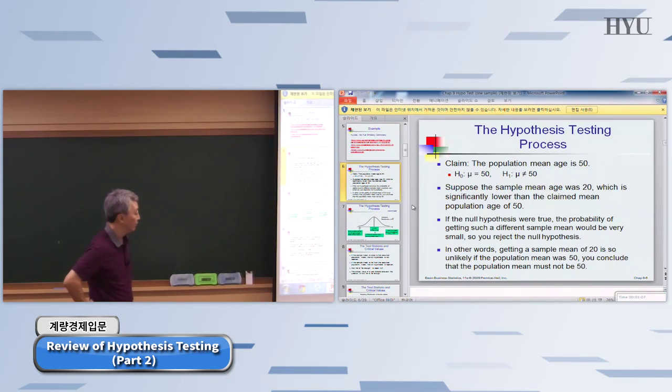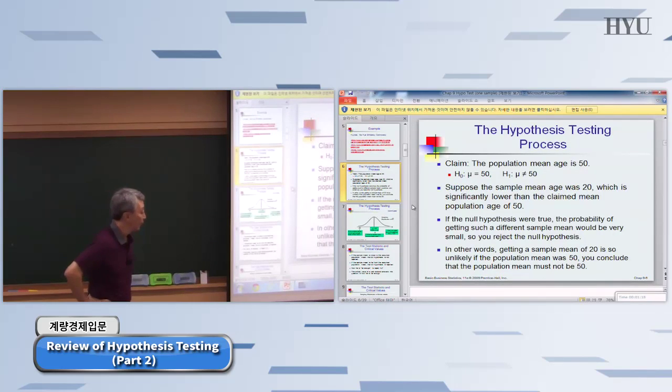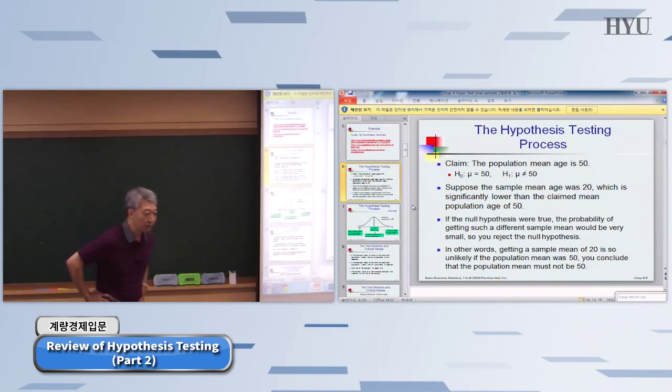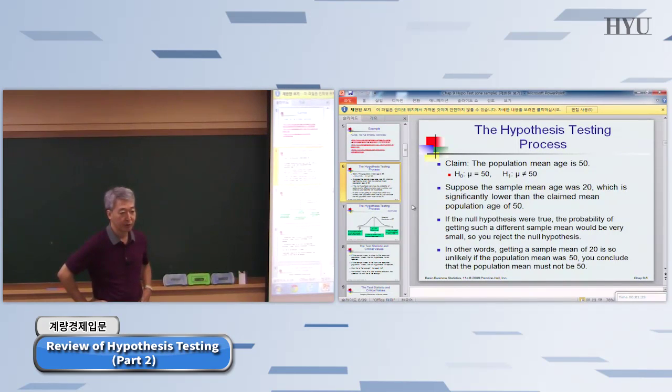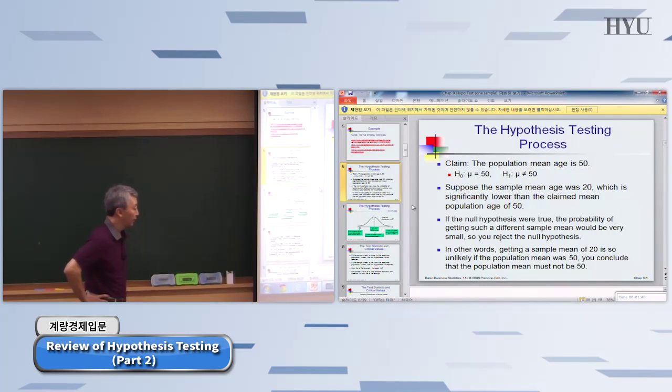So here's, I guess, an example. In this example, somebody claims that the population mean age is 50. Then we set it up as the null hypothesis. And throughout the test, we are going to assume that this null hypothesis is true, okay? Until we find sufficient evidence to reject this null hypothesis. Okay? So the alternative hypothesis says it is not true, it is not 50. Okay? And then we're going to take some sample.